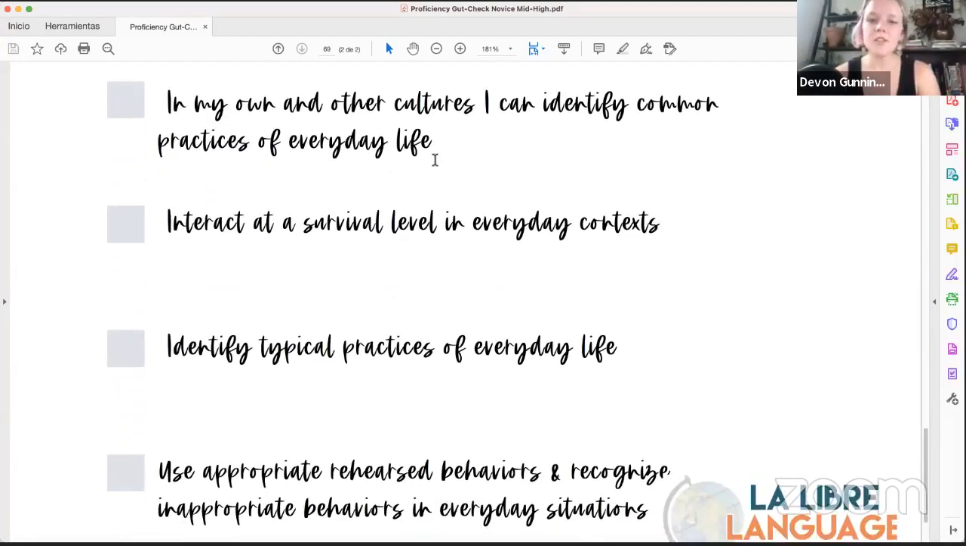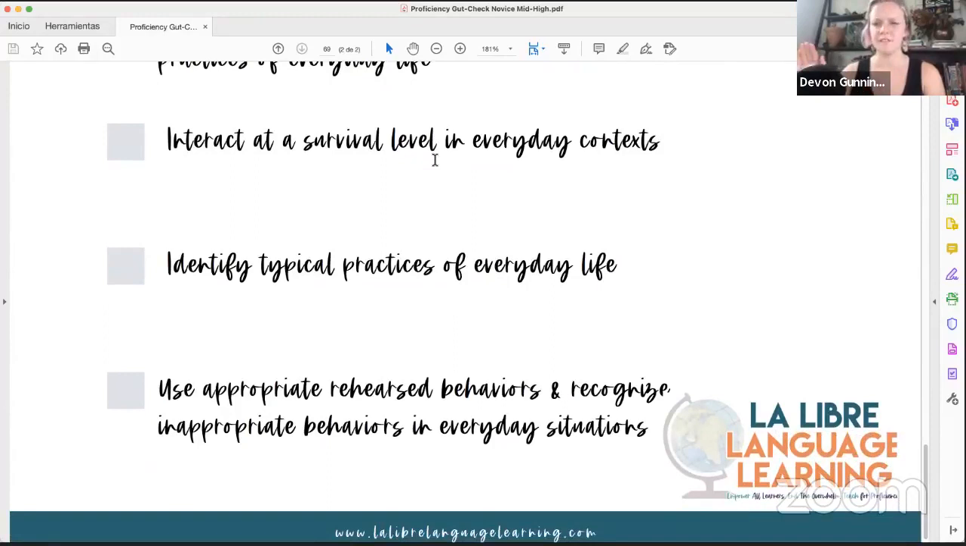And then this is where we get to the intercultural ones. Can your students, in their own and other cultures, identify common practices of everyday life? So that's where the practices come in. I love this one. This is such clear-cut language. Can your students interact at a survival level in everyday contexts? Beautifully clear-cut. That's a very simple yes or no, right?